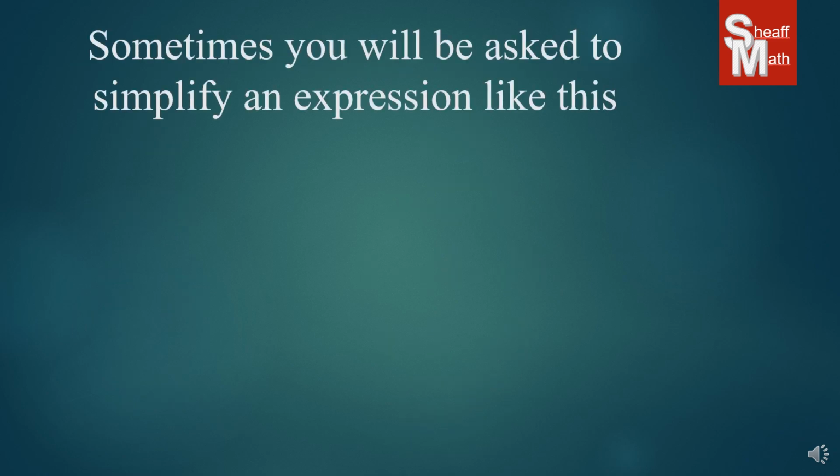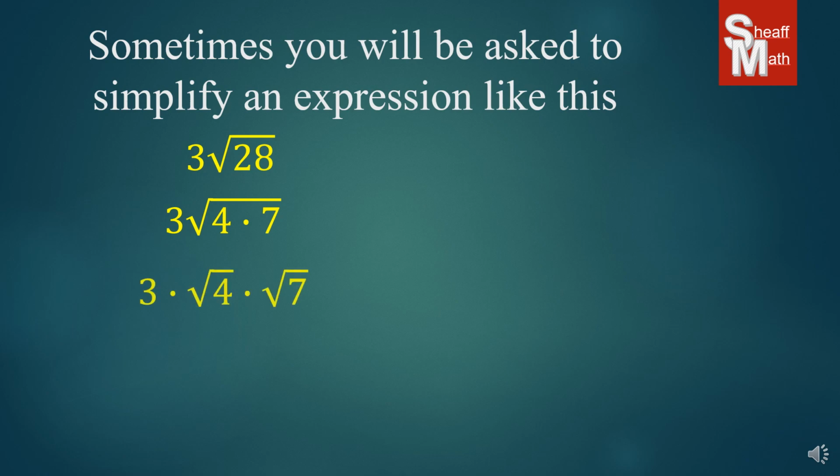All right, now sometimes you'll be asked to simplify an expression like this. 3 square root 28. This happens quite a bit. 3 is out in front. Now let's look at the 28. Can that be simplified? Well, it sure can. 4 times 7. And so we're going to separate the 4 and 7 and bring that 3 out front, and it's multiplying as well. We simplify the square root 4 to 2, and then multiply 3 times 2, which is 6 square root 7, our answer.